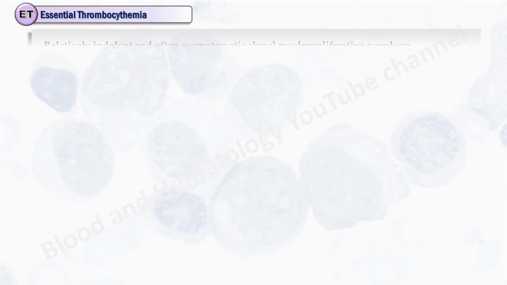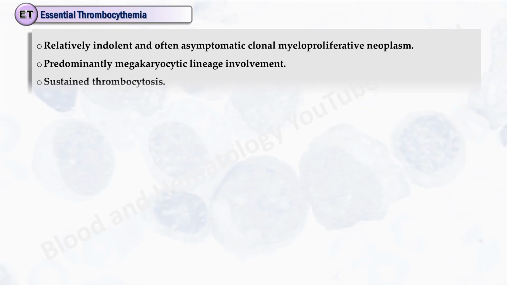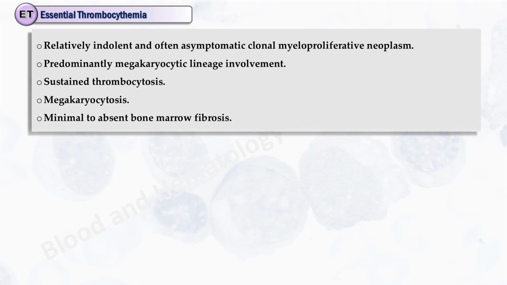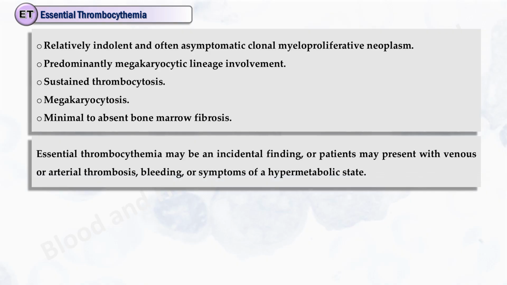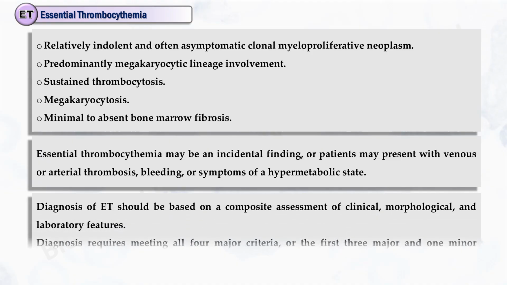Essential thrombocythemia is a relatively indolent and often asymptomatic clonal myeloproliferative neoplasm that involves predominantly megakaryocytic lineage, characterized primarily by a sustained thrombocytosis, megakaryocytosis, and minimal to absent bone marrow fibrosis. Essential thrombocythemia may be an incidental finding, or patients may present with venous or arterial thrombosis, bleeding, or symptoms of a hypermetabolic state. Diagnosis of essential thrombocythemia should be based on a composite assessment of clinical, morphological, and laboratory features.